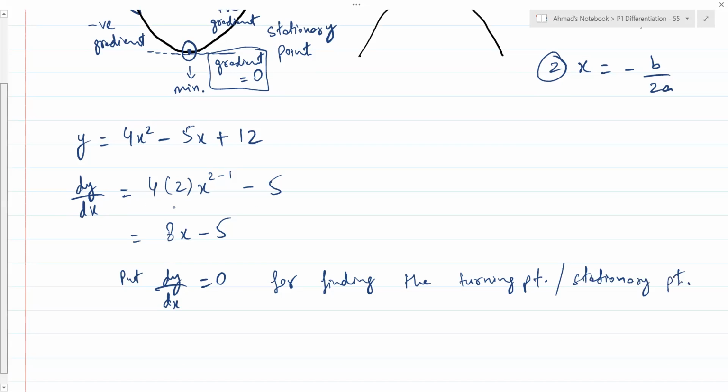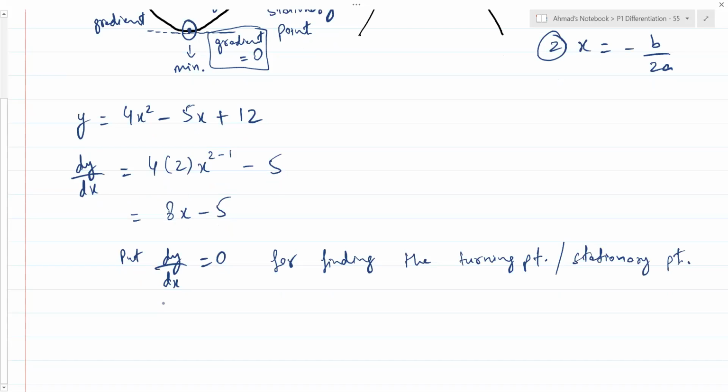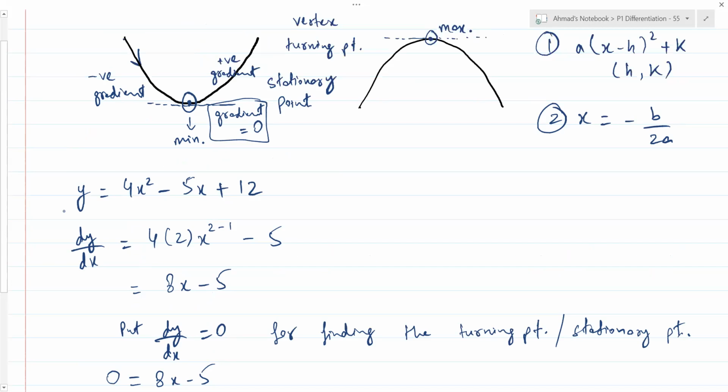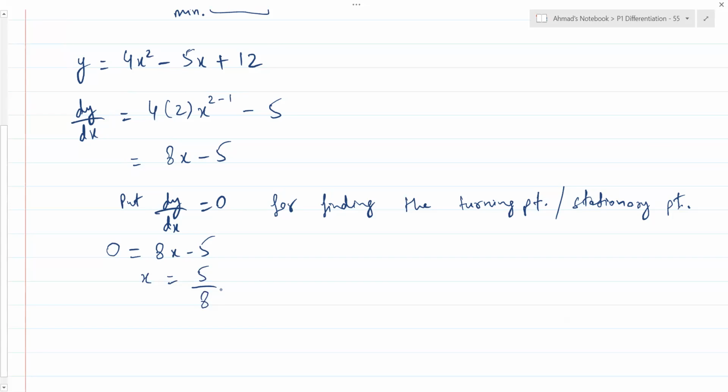So what will you do? Put the derivative equal to 0. So you get 8x minus 5 equals 0, and you get x equals 5 over 8 from this. And this is the point where this curve is going to have its turning point. Is that okay? At x equals 5 over 8 your turning point will be. Any problems with this?